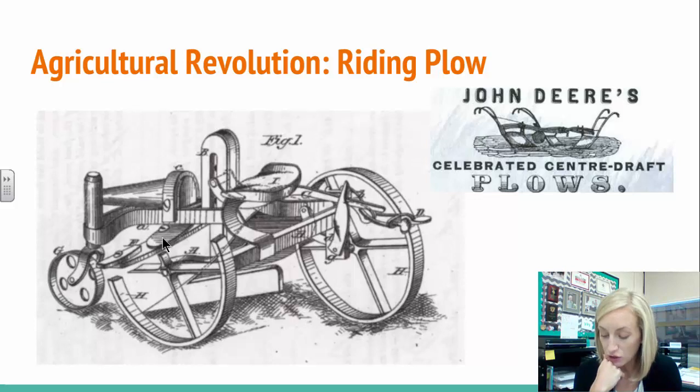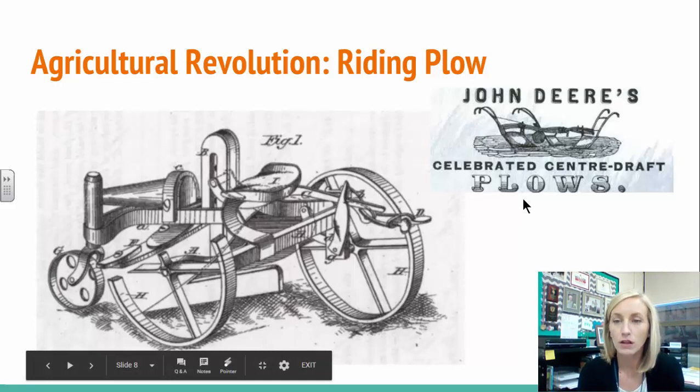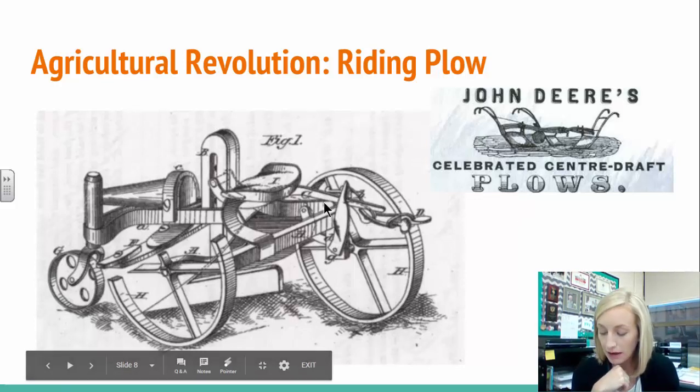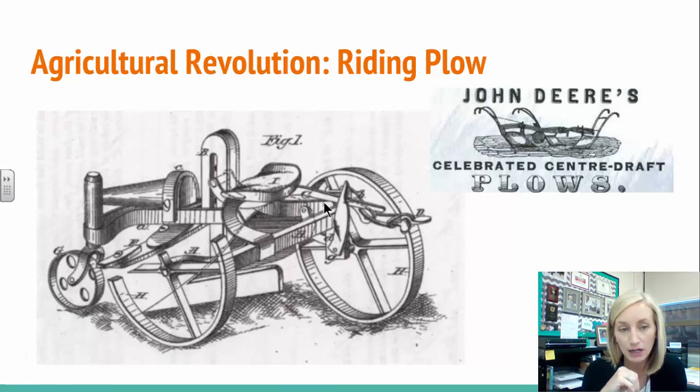Another invention we're going to talk about is John Deere's riding plow. So this riding plow, as you can see in the picture here, allowed farmers to turn the heavy prairie sod, so starting their fields, much easier than with their iron and wooden plows. So again, it made farming much less physically demanding, requiring fewer people. So make sure you've made a note that both of these then made farming more efficient. So fewer farm hands were needed, forcing the people who were working on farms to find work in the cities.